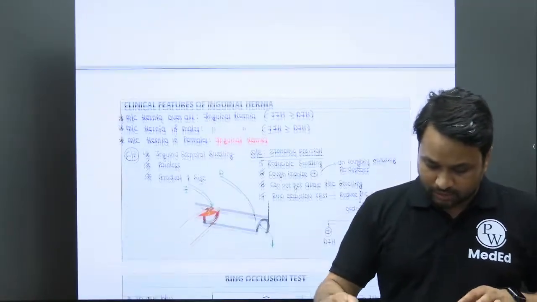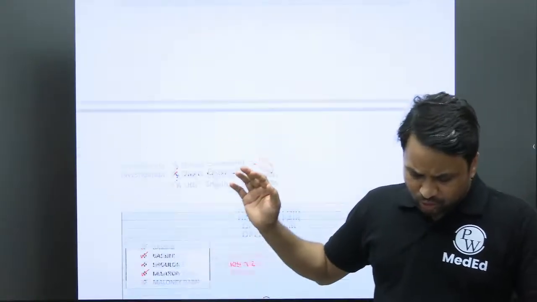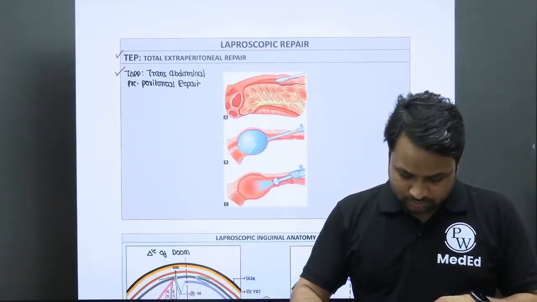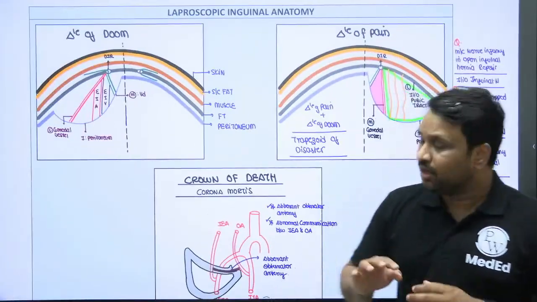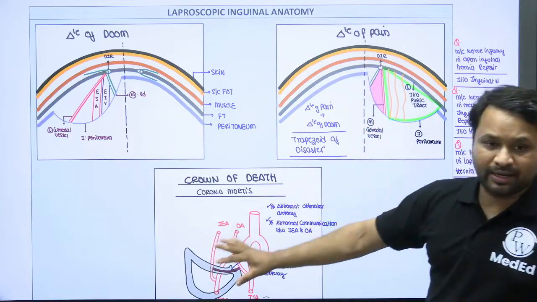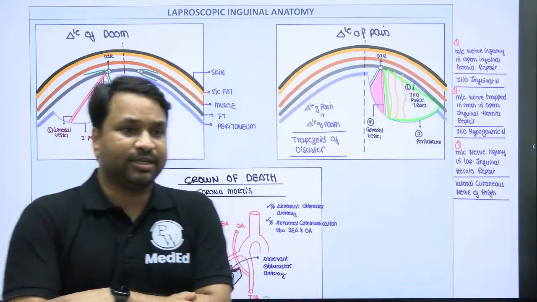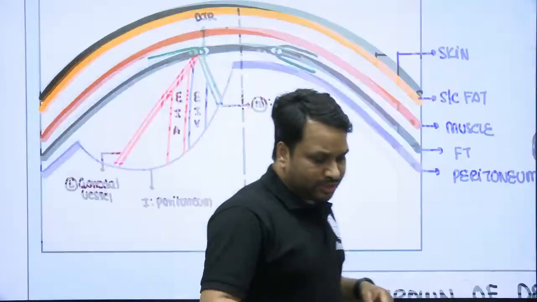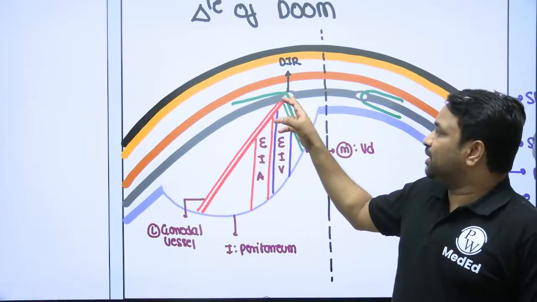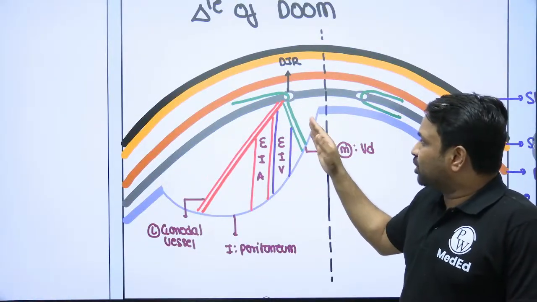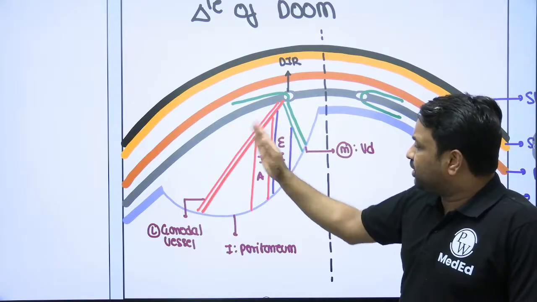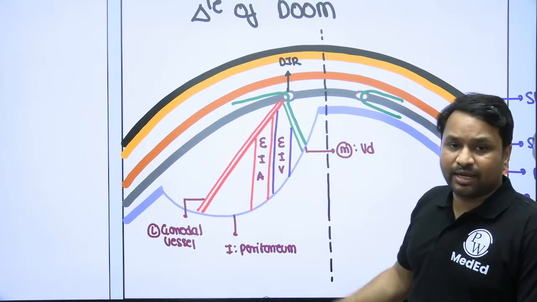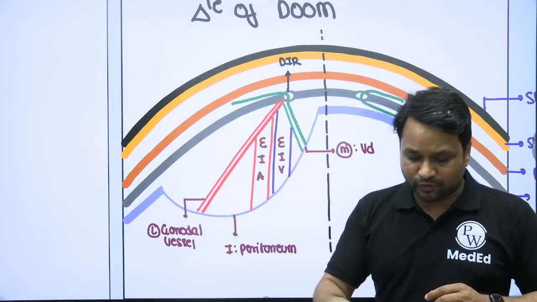Okay. Now, all the other things are okay, fine, not a problem. They'll ask you about the triangles that you have. The triangle of doom, the triangle of pain, and the crown of death. These are the three important things that you will see. What are the boundaries of the triangle of doom? When you look at the triangle of doom, you will see it is the deep inguinal ring, which is going to be the apex. The medial is going to be vas deferens. The lateral is going to be your gonadal vessels. And the peritoneal reflection, your external iliac artery, external iliac vein is the content of your triangle of doom.